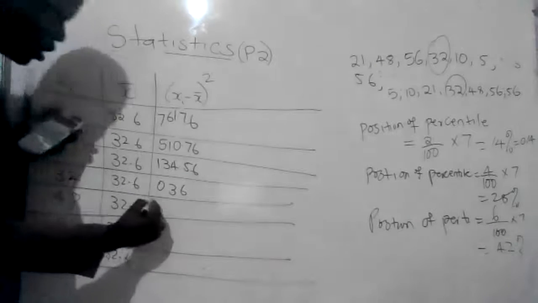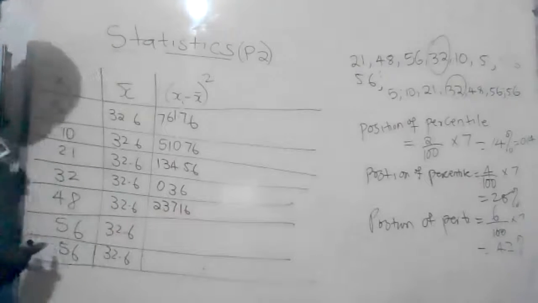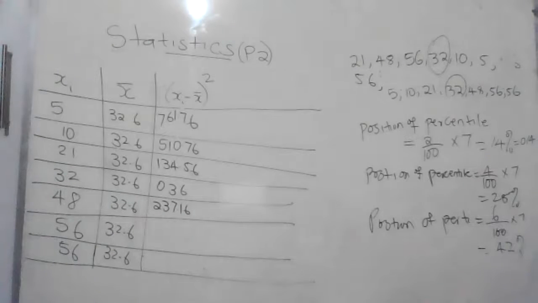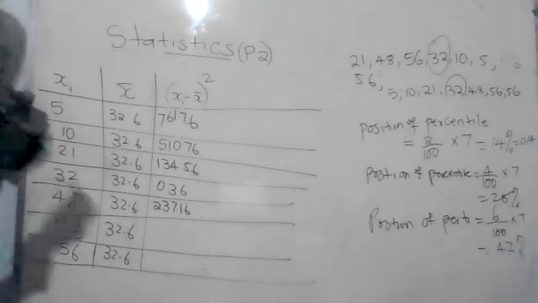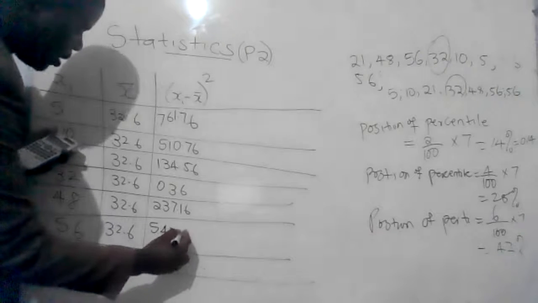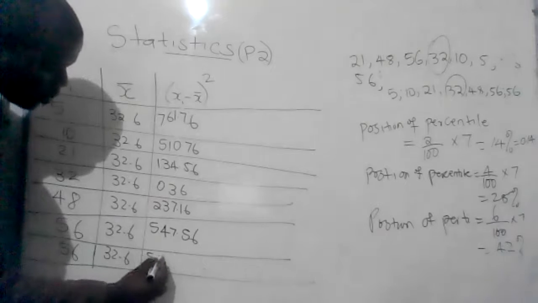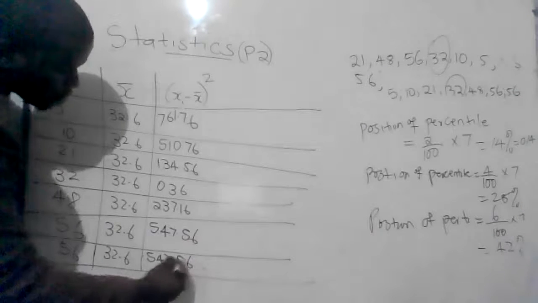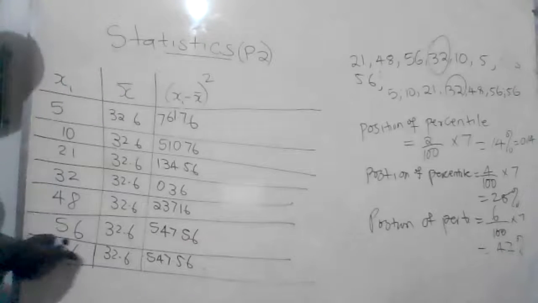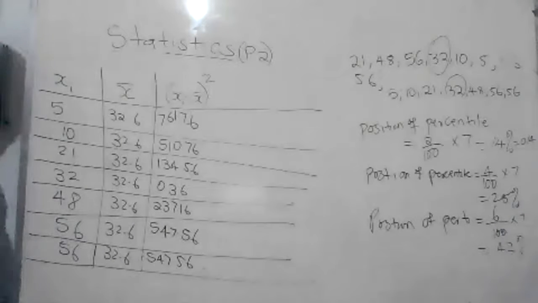And then the next one is 48 minus 32.6, and then we square it. That will give us 237.16. And then for 56 minus 32.6, and then we square it. That will give us 547.56, and it will be the same with this other one. So let me just copy it down here because we have the same difference. So we are going to get the same thing. Are we together up to here?